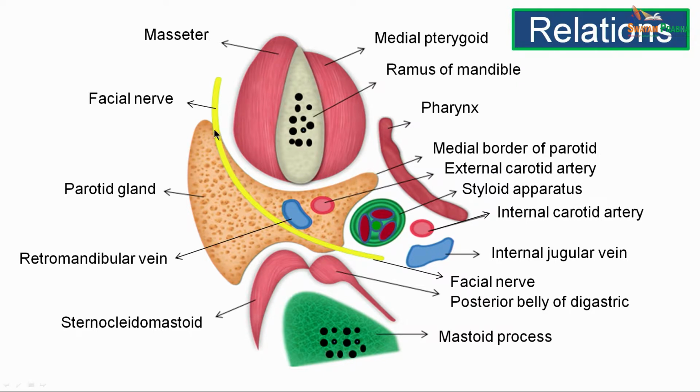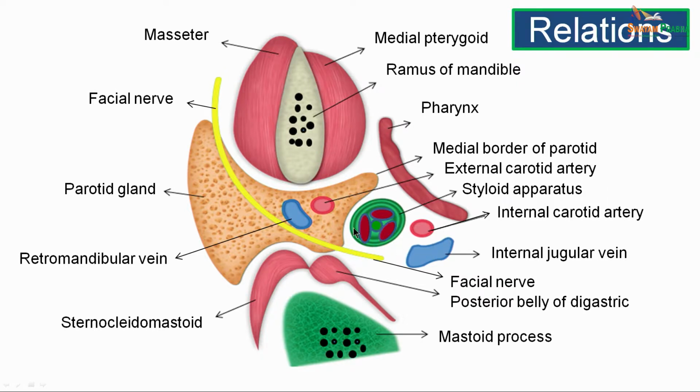Relations of the anteromedial surface: ramus of the mandible with masseter on the outer side and medial pterygoid on the inner side. Posteromedial surface related to the mastoid process, sternocleidomastoid on the outer aspect and posterior belly of digastric on the inner aspect. Deeper, it is related to the styloid apparatus, the internal carotid artery, posteriorly the internal jugular vein, and between the two would be the last four cranial nerves.